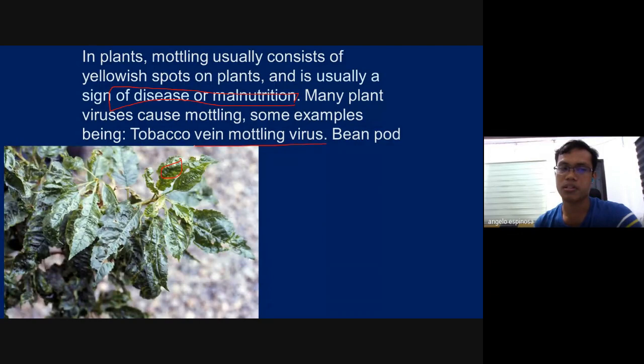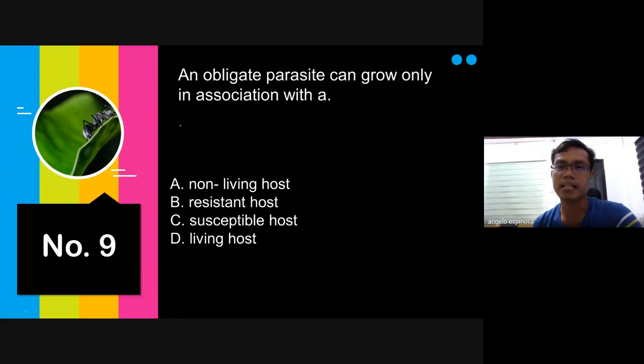And now let's proceed to number 9. An obligate parasite can grow only in association with: A, non-living host; B, resistant host; C, susceptible host; D, living host.